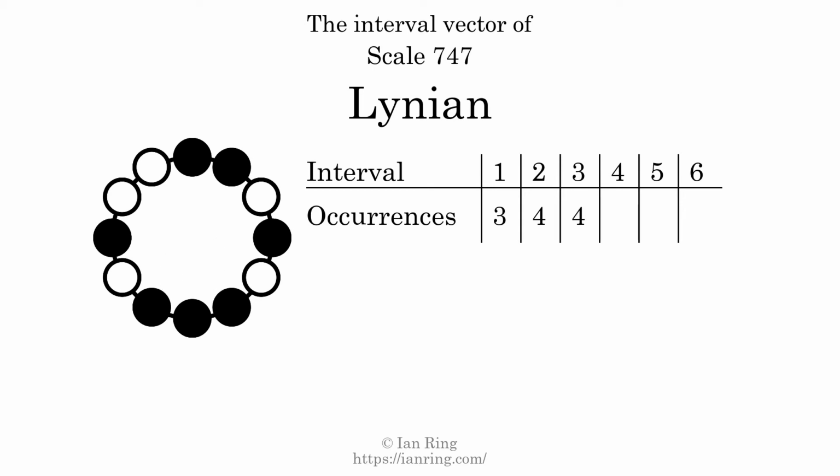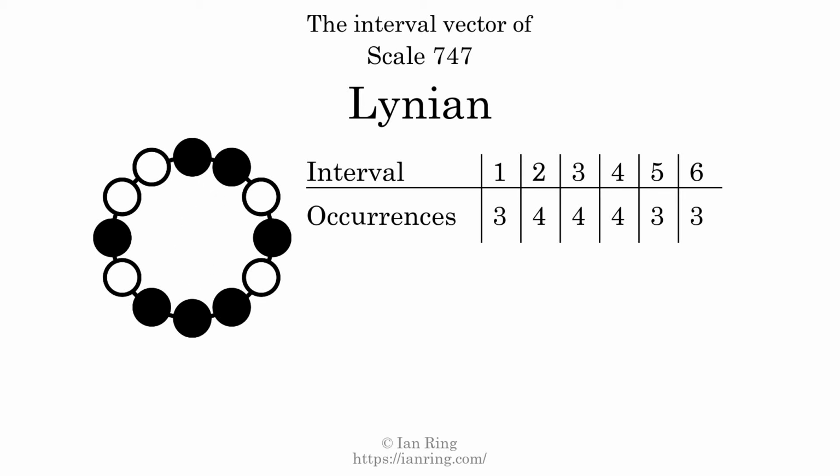There are 4 intervals with the size of 3 semitones. They are here, here, here, and here. There are 4 intervals with the size of 4 semitones. They are here, here, here, and here. There are 3 intervals with the size of 5 semitones. They are here, here, and here.